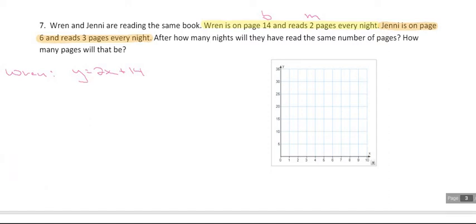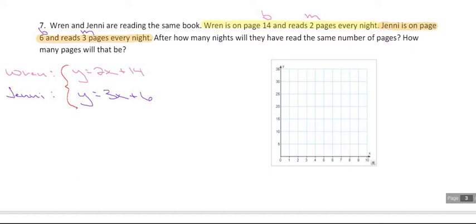Now we have Jenny. So Jenny's situation is she's on page 6 currently, so that's her starting position. And she reads 3 pages per night, so that would be our slope. So her slope-intercept equation is y equals 3x plus 6. So there we have our system of equations. So we want to figure out after how many nights will they have read the same number of pages. So where do those 2 lines intersect?